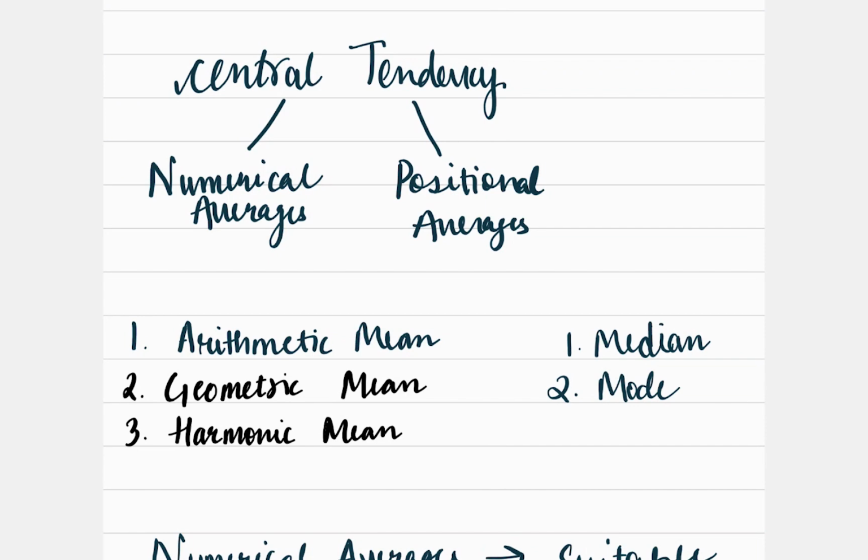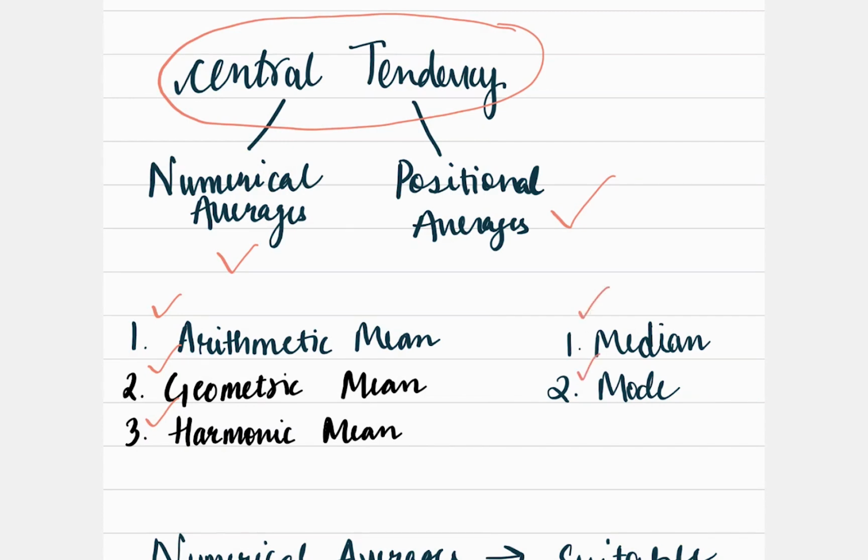Central tendency is divided into two parts. First is numerical averages and second is positional averages. Numerical averages cover arithmetic mean, geometric mean, harmonic mean, and positional averages cover median and mode.